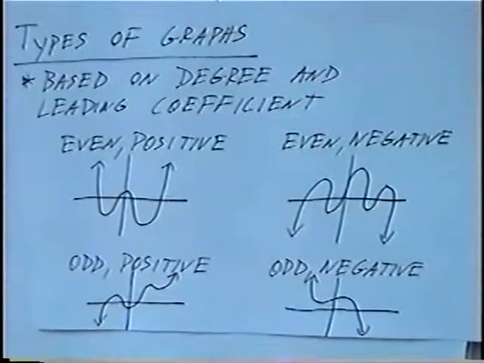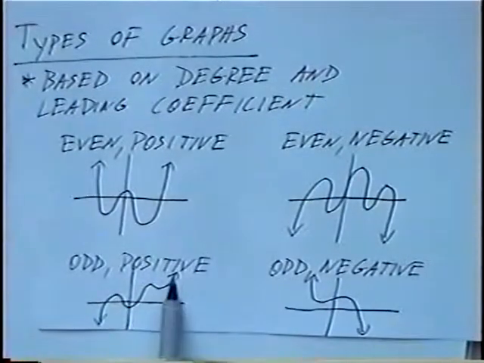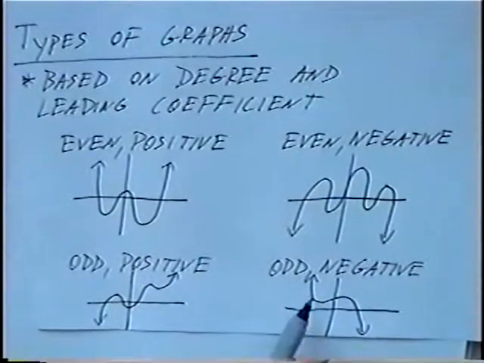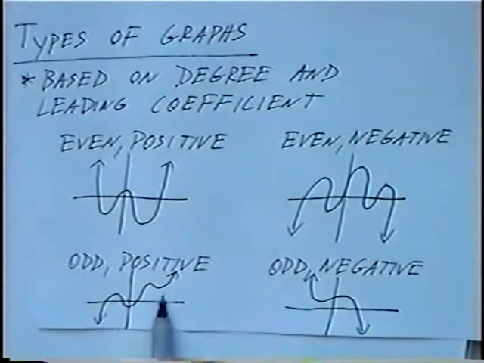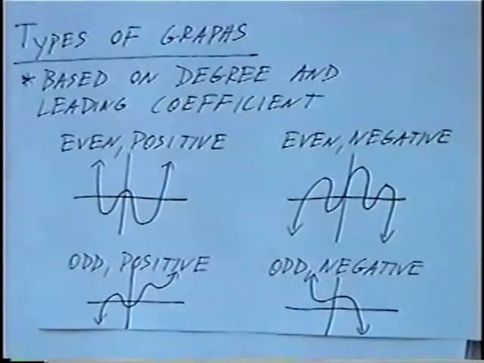If it's an odd function, it either starts at the bottom left and goes to the top right, or it starts at the top left and goes to the bottom right. If it's a positive coefficient, again a positive number in front of the degree, it'll start at the bottom left and go to the top right. If it's a negative coefficient, it'll start at the top left and go down to the bottom right. All the curves in the middle of the graph are based upon the rest of the function.